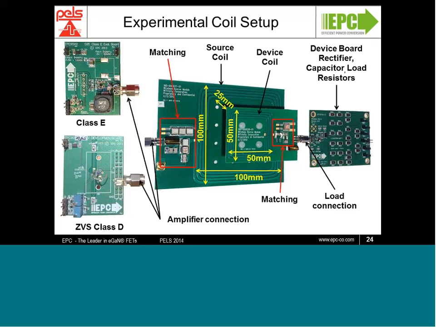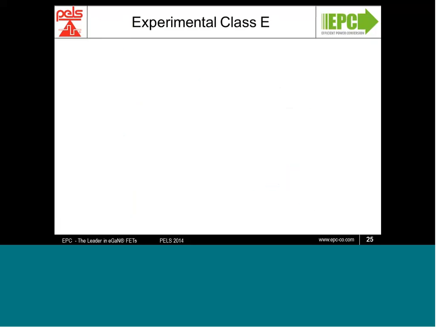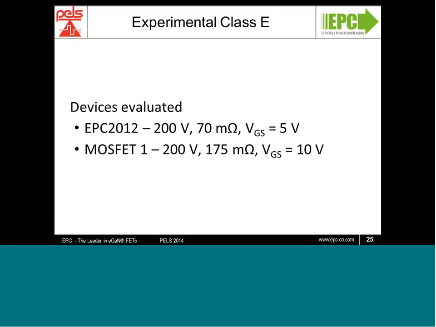Let's look at the experimental Class E case. The devices we evaluated we've already shown, but let's give some details. The EPC 2012 is a 200 volt device, 70 milliohm with a 5 volt gate. The MOSFET we will compare it against is a 200 volt device, 175 milliohm, that has the same output capacitance as the GaN FET, but uses a 10 volt gate.